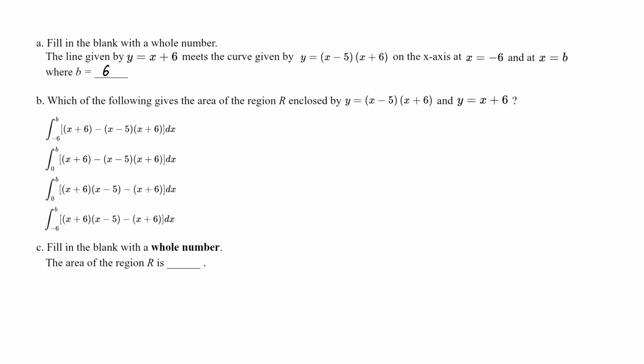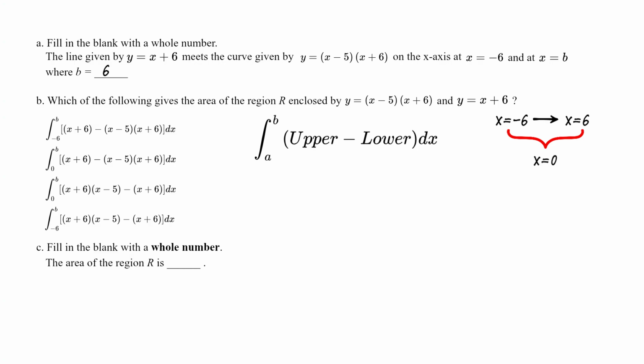We use the formula, the integral from a to b of the upper curve minus the lower curve, dx. Between x equals negative 6 and x equals 6, which graph is on top? If you're not sure, pick an easy number between the upper and lower limit to test it. So, let us pick x equals 0.